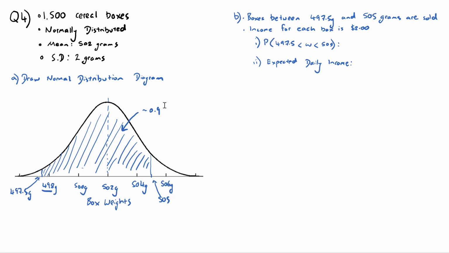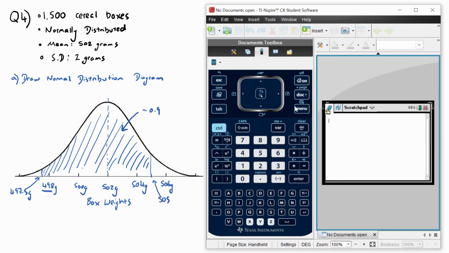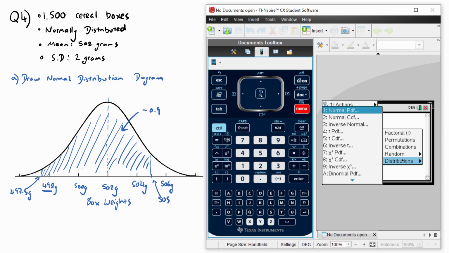And the way to do that is to use our graphics calculator. So let's bring the calculator up. We open up a scratch pad, go to menu, number 5, probability, and then number 5 again, distributions. And then for these normal distribution curve questions, we always use either normal CDF or inverse normal. These are the two ones that we need to get familiar with and that we always use. Now, the difference between the two is normal CDF is when you have the values on the horizontal axis, in this case weights, and you're looking for the probability. Inverse normal, on the other hand, is when you have the probability and you are looking for the values on the horizontal axis.